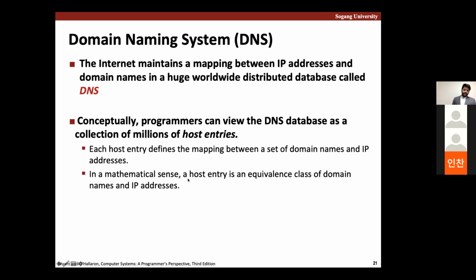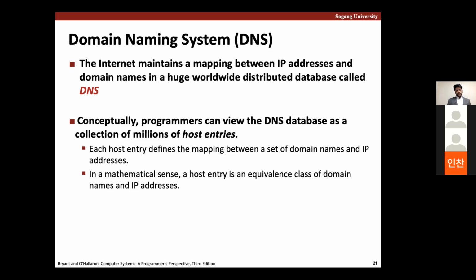Okay, we have got these domain names, but who is managing all these domain names? For that, we have got the domain naming system. The internet maintains a mapping between IP addresses and domain names in a huge worldwide distributed database called DNS. We see DNS, but we never know what it means. It's actually the Domain Naming System, and there's a huge distributed database running behind the internet that holds this mapping between the IP addresses and the domain names.